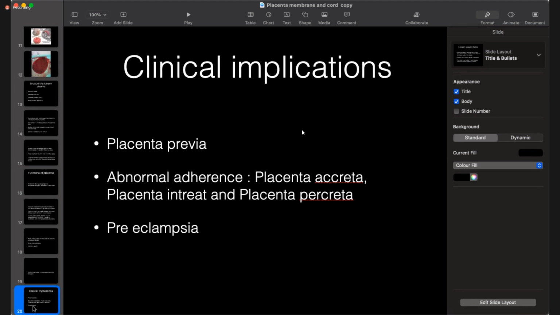Right. I will talk about clinical implications. There is a condition called placenta previa. Can somebody say what placenta previa is? Hello, guys. Are you all awake? What is placenta previa?